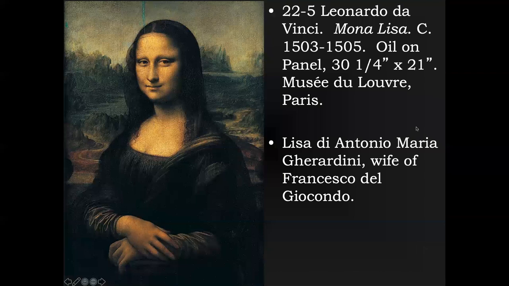So this is his most famous painting, and maybe the most famous painting in the world. Maybe for next week, I should do an in-class assignment where we try to figure out if this is why this is the most famous painting in the world. There's actually some reasons for that, but it's a pretty cool painting. And there isn't really a mystery of who's in it. We know it is Lisa di Antonio Maria Gherardini, wife of Francesco del Giocondo. So sometimes she's called La Gioconda, just meaning the wife of this dude.